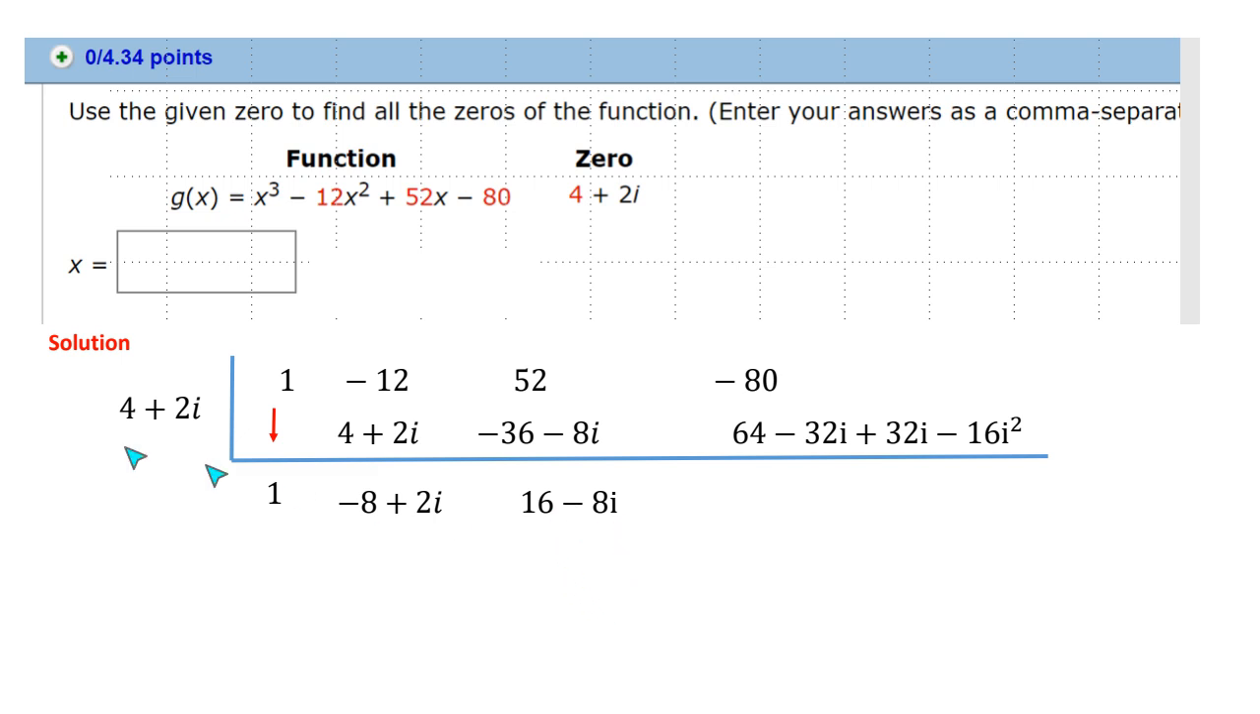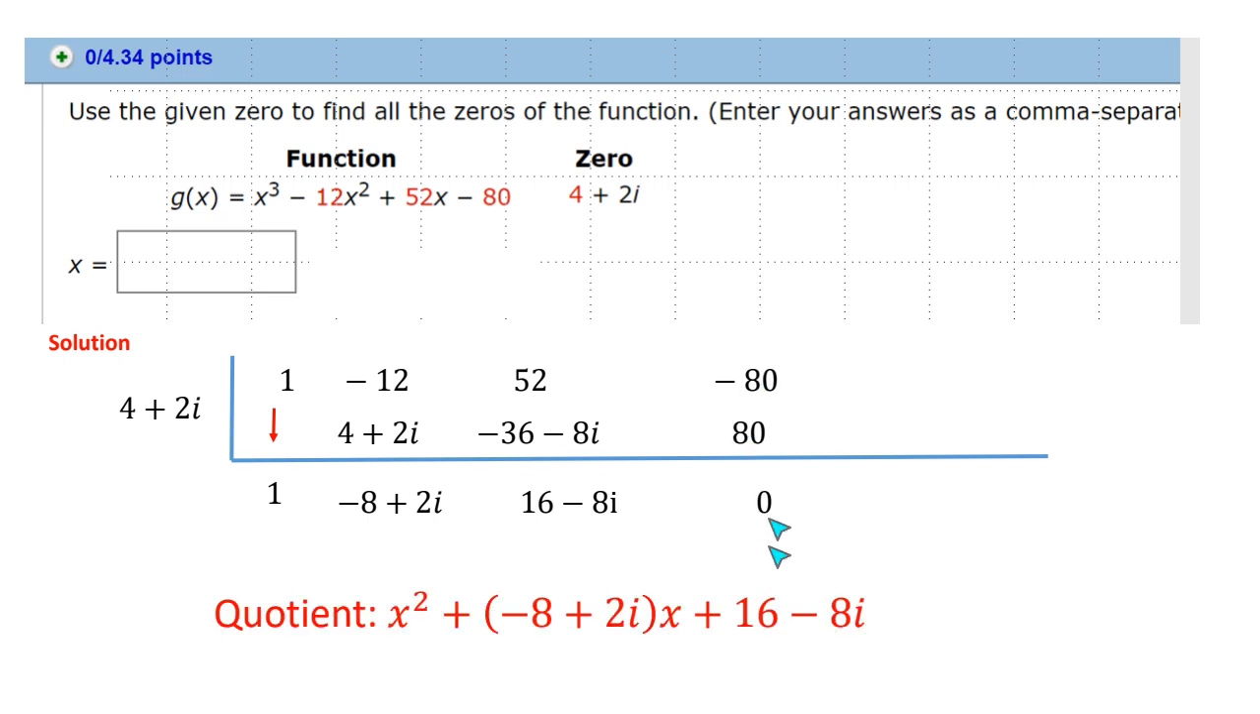So now we do the same process. 4 times 16 is 64. 4 times negative 8i is negative 32i. 2i times 16 is 32i. 2i times negative 8i is negative 16i squared. My 32i and my negative 32i become 0. i squared is negative 1 times a negative 16, which is positive 16. So we end up with 64 plus 16, which is 80, and then we get 0.